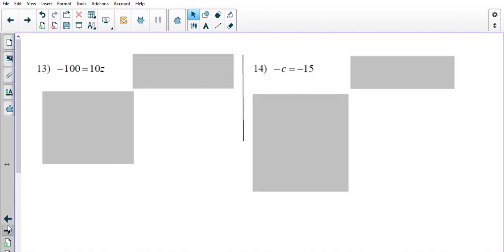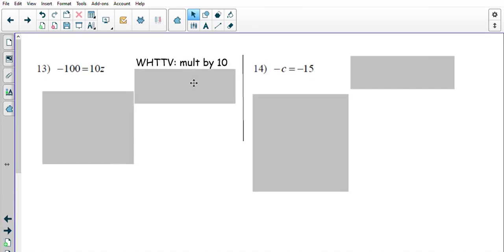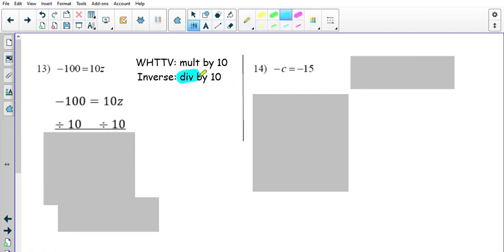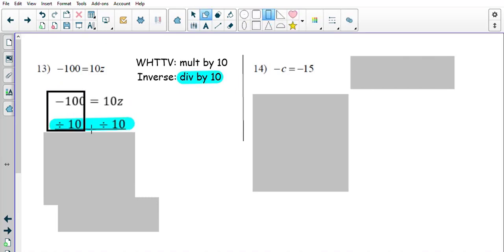All right, let's keep going. Number 13, what's happening to the variable z? We're multiplying by 10. What is the inverse of multiplying by 10? It's to divide by 10. So let's show that once on each side of our equation. Again, just highlighting here our inverse each time. So we are plugging into our calculator negative 100 divided by 10.